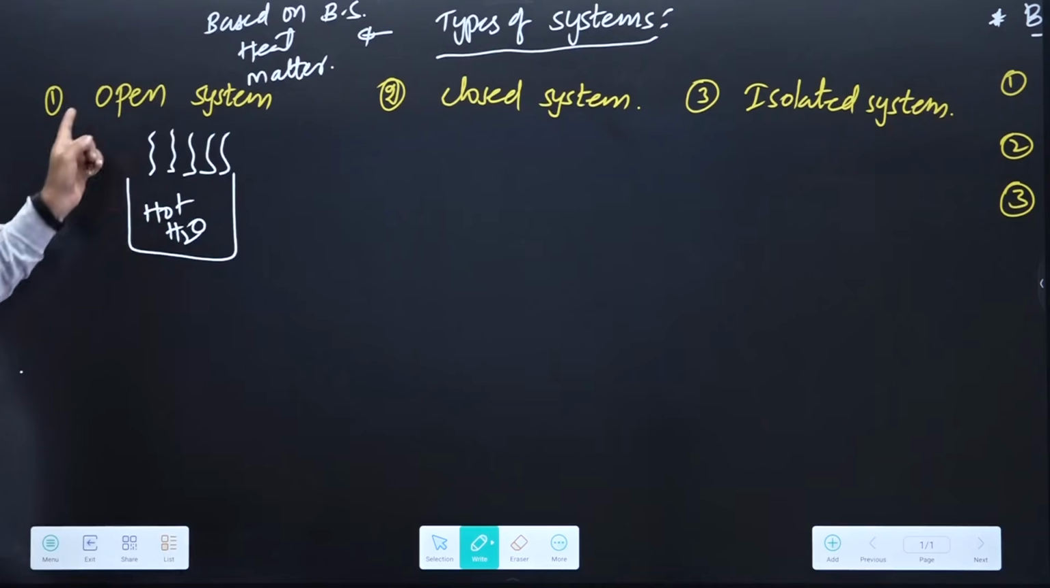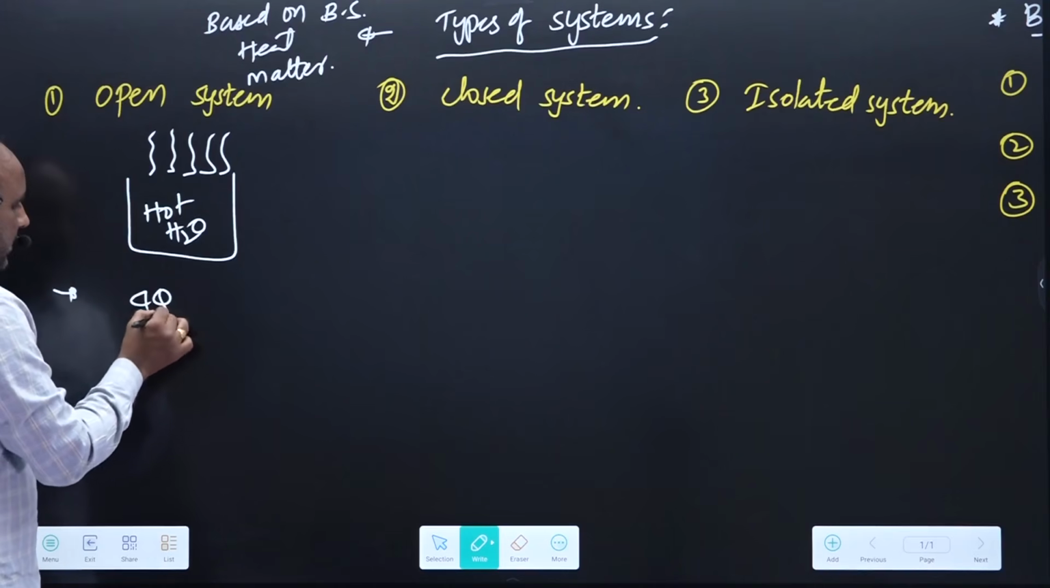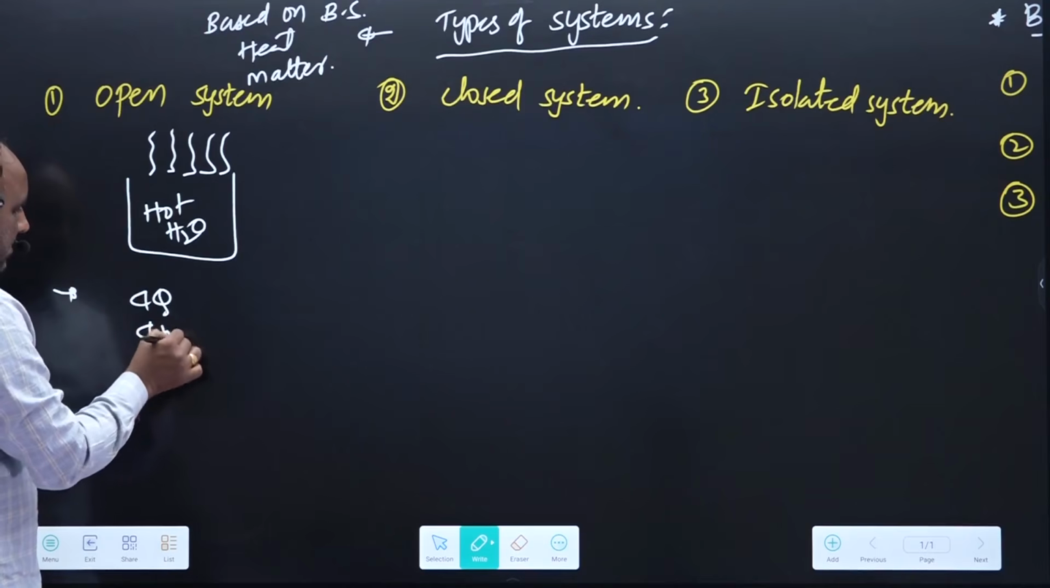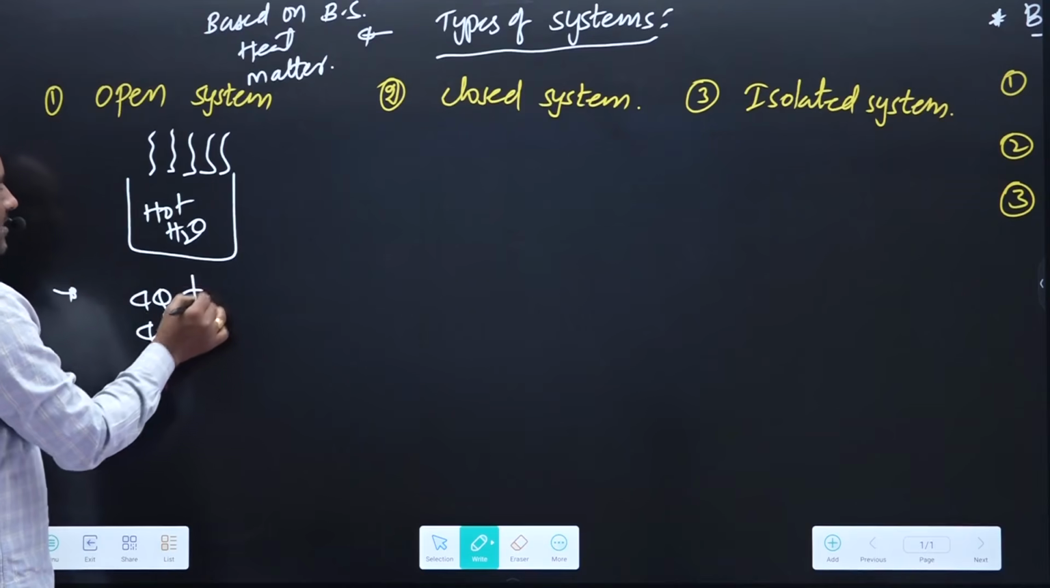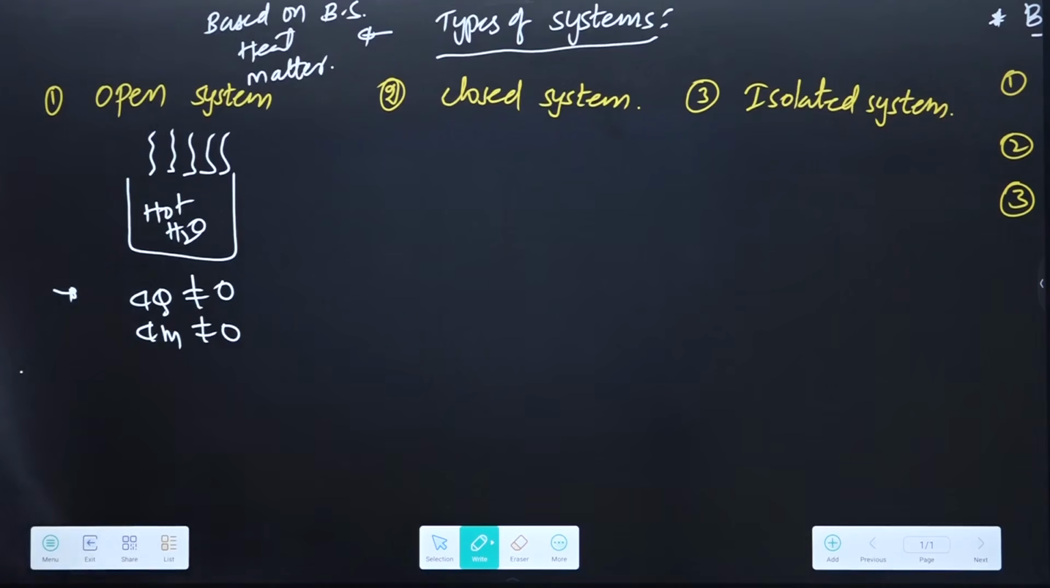So therefore, how do we define an open system? An open system is a system in which both heat energy and matter will exchange with its surroundings.